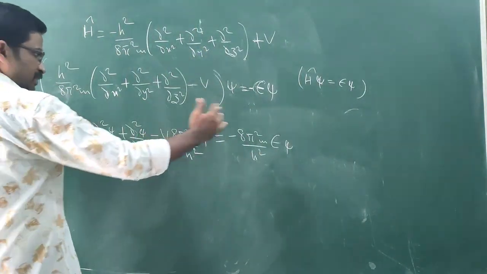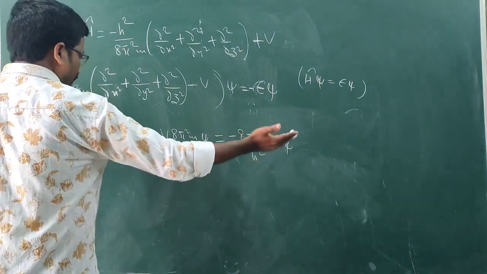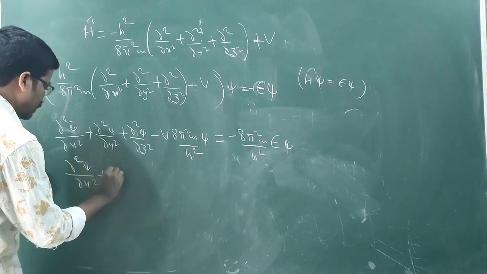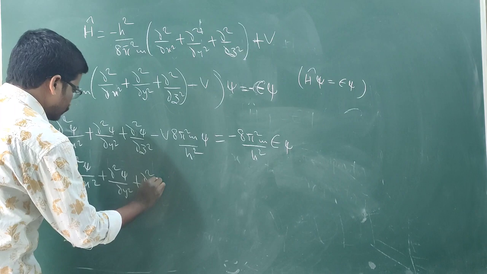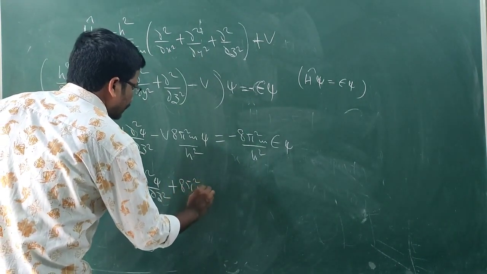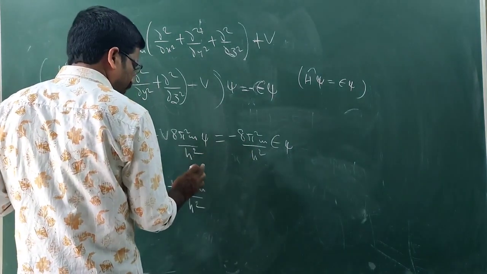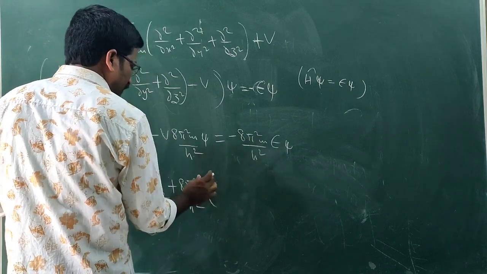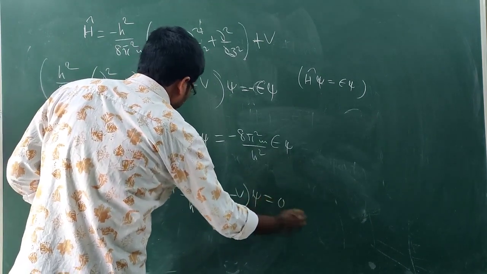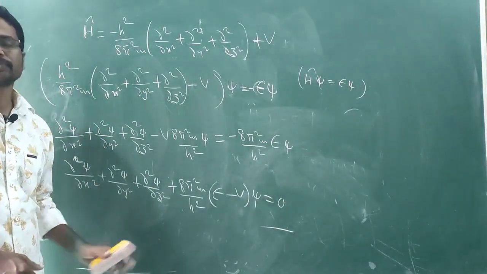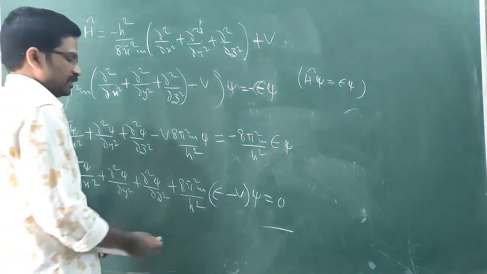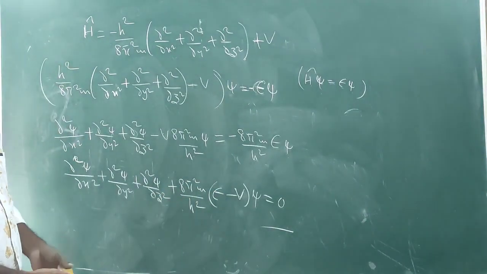From that, consolidating and bringing this from outside the equation to inside, you can get dou square psi by dou x square plus dou square psi by dou y square plus dou square psi by dou z square, plus 8 pi square m by h square, E minus V psi is equal to 0. From the consolidation you get this equation. This is known as the Schrodinger wave equation. In many examinations they may ask you, what is the Schrodinger wave equation? It is like this, E minus V.